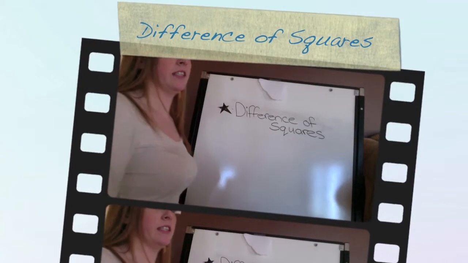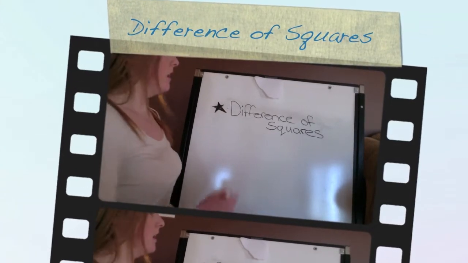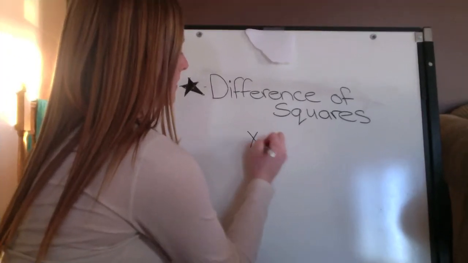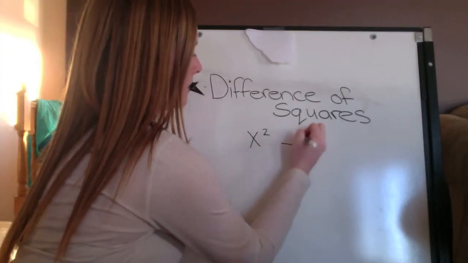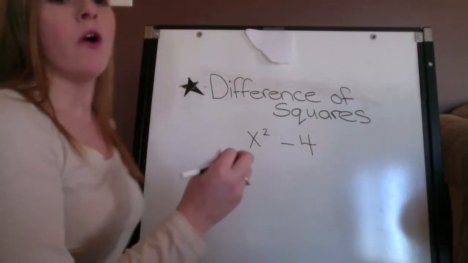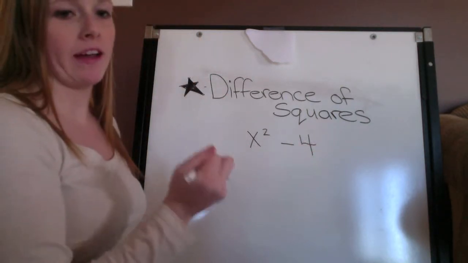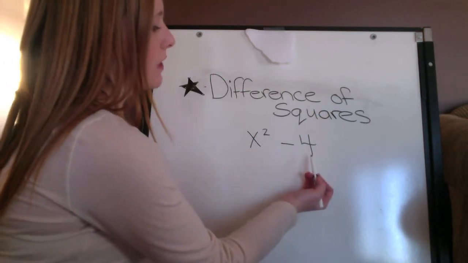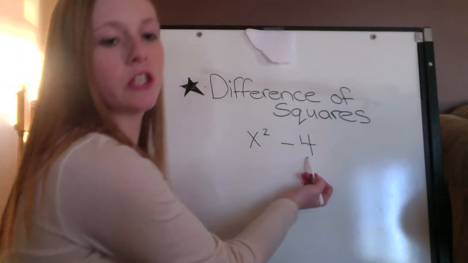Factoring using difference of squares. Let me show you a trick. If we have x squared minus 4, we could take the square root of x squared and we would see that that is x. And if we took the square root of 4, we would see that that is 2.